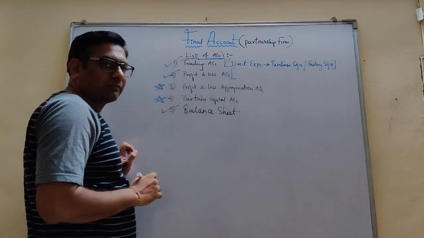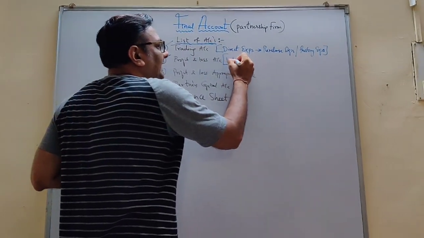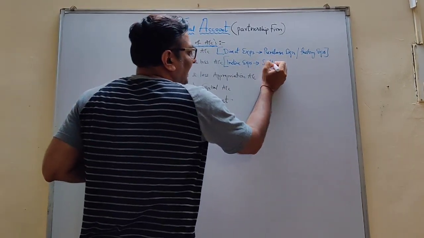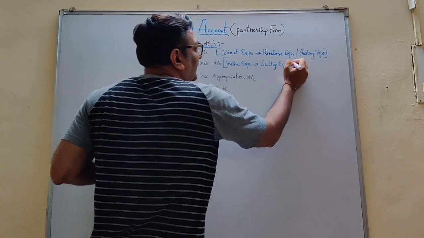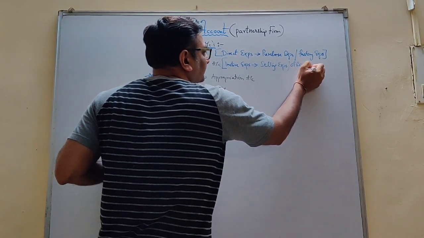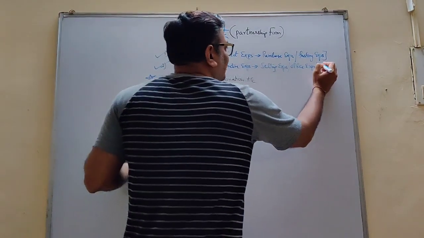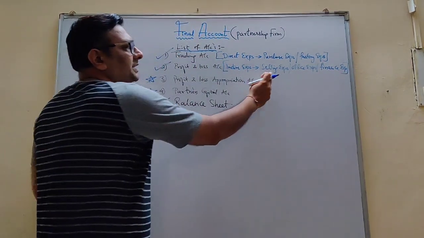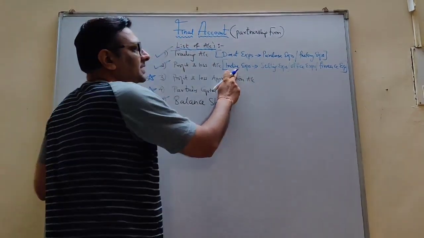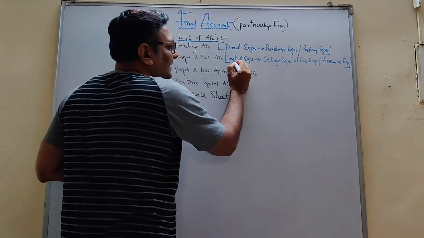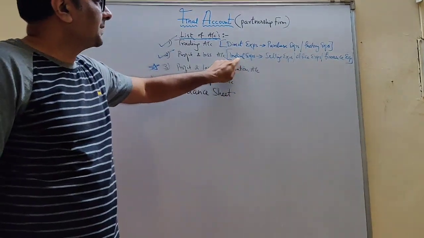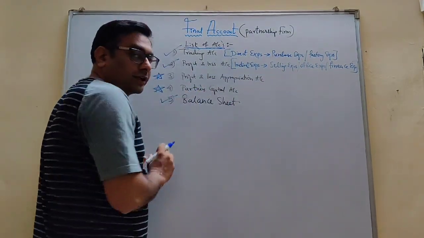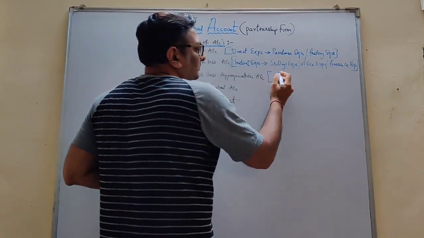Now what comes in profit and loss account? Indirect expenses. What are your indirect expenses? Your selling expenses, then your office expenses, then your finance expenses. These 3 groups of expenses fall under indirect expenses, and all your indirect expenses will go in profit and loss account. What to record in profit and loss appropriation account?